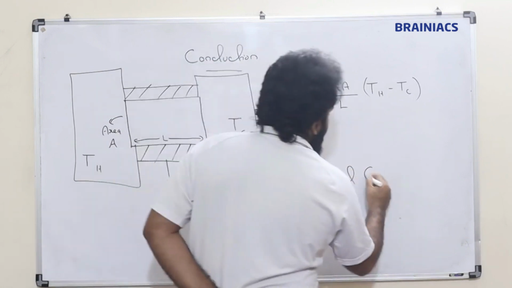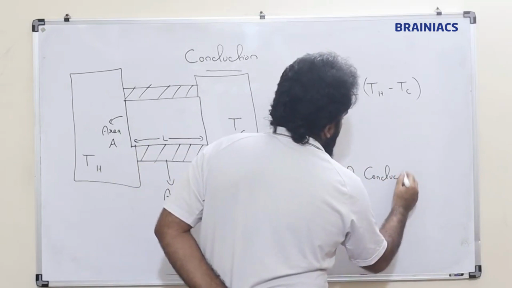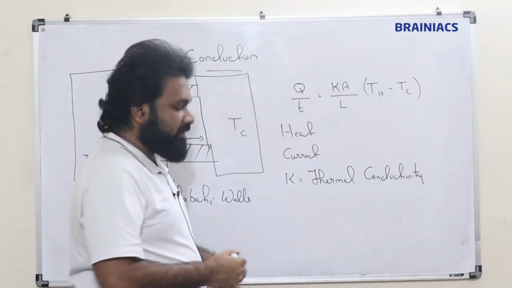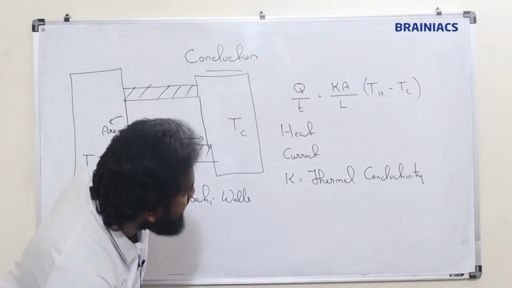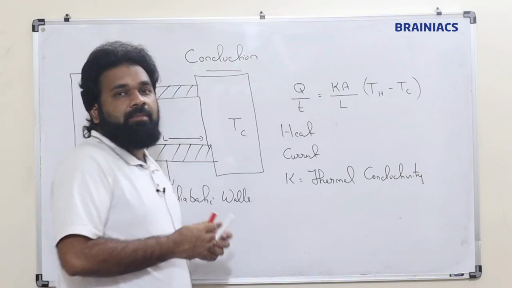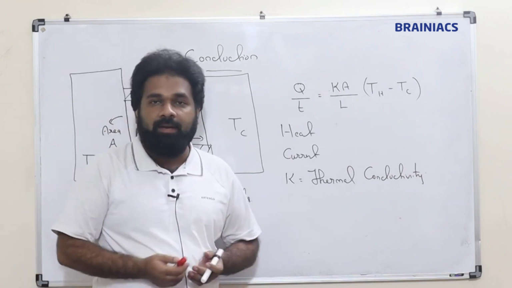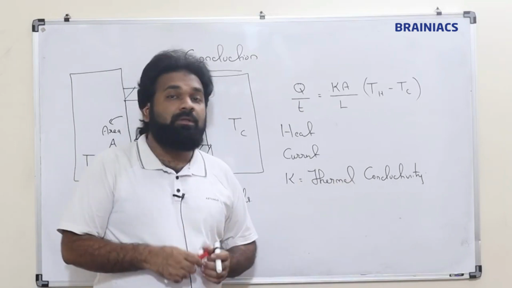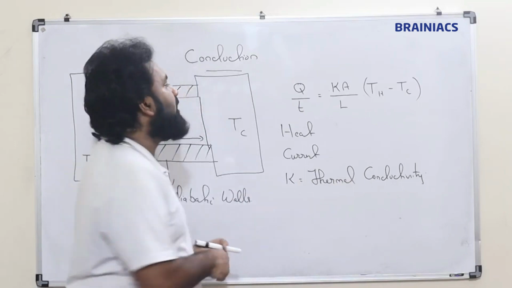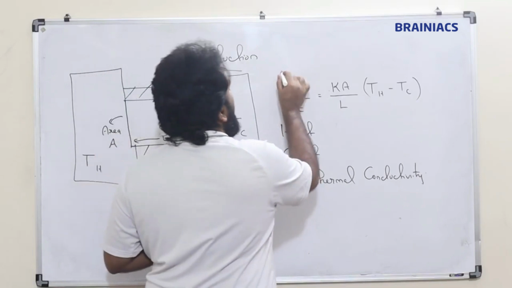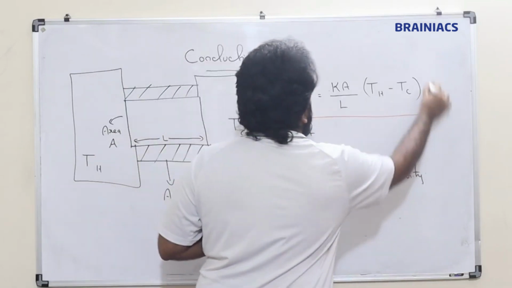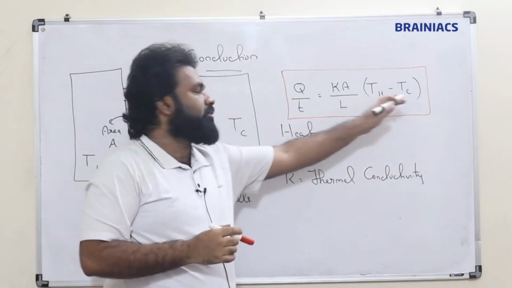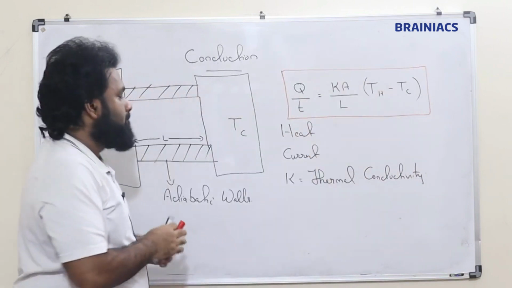Thermal conductivity. Okay, so this depends on the material. Certain materials will have good thermal conductivity. Certain materials will have bad thermal conductivity. Okay, so heat current is equal to KA by L (Th minus Tc). Clear?